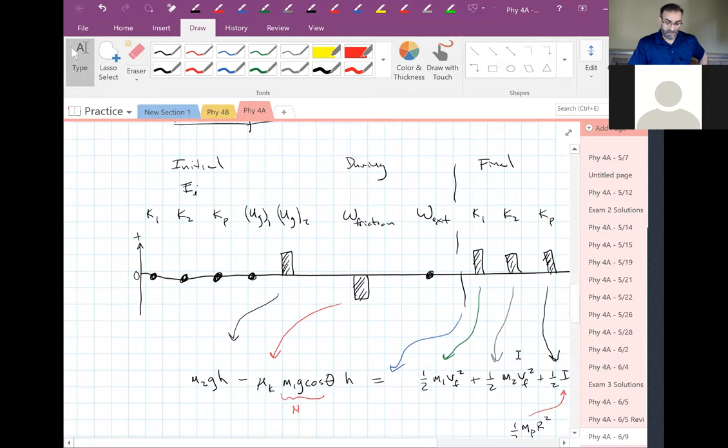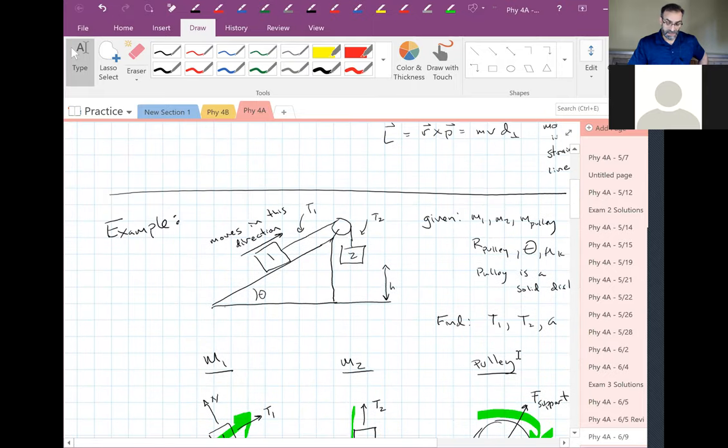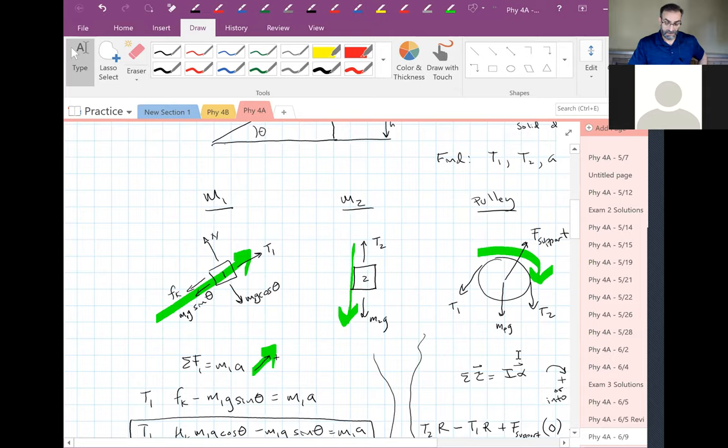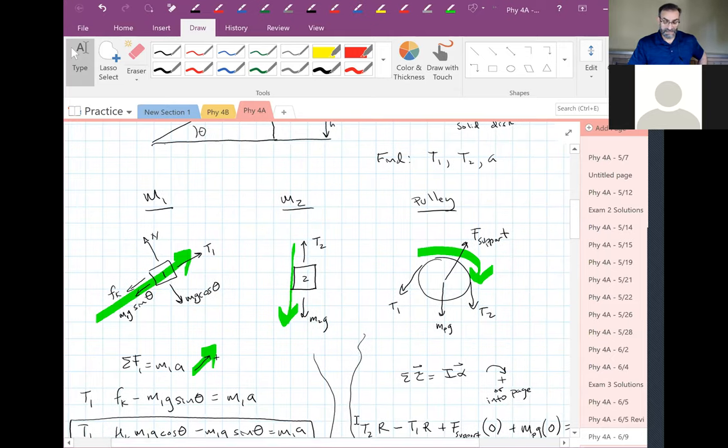A question about the support force on this guy right here. I don't know the exact direction that the support force points, but I know it has to be roughly in this direction that I drew it. Why is that? Because the pulley is not going anywhere, right? The pulley is not falling down. I've got T1 kind of pulling down at an angle. I've got T2 pulling straight down. I've got the weight of the pulley pulling straight down.